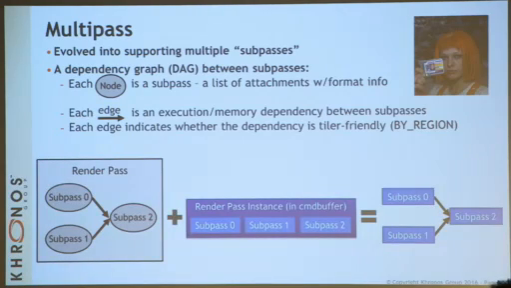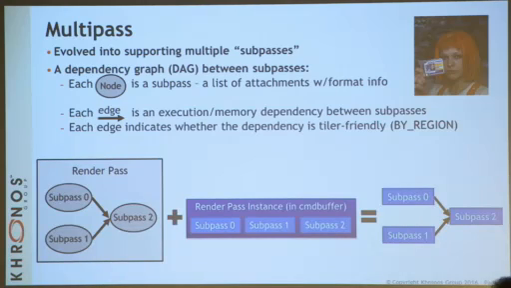And so the render pass describes a graph of the subpasses, and each node in the graph is a subpass description, and it includes a list of which render target attachments it uses and their formats. Each edge in the graph is a dependency and describes how the destination subpass depends on the source subpass. And each edge also indicates whether the dependency is tileable.